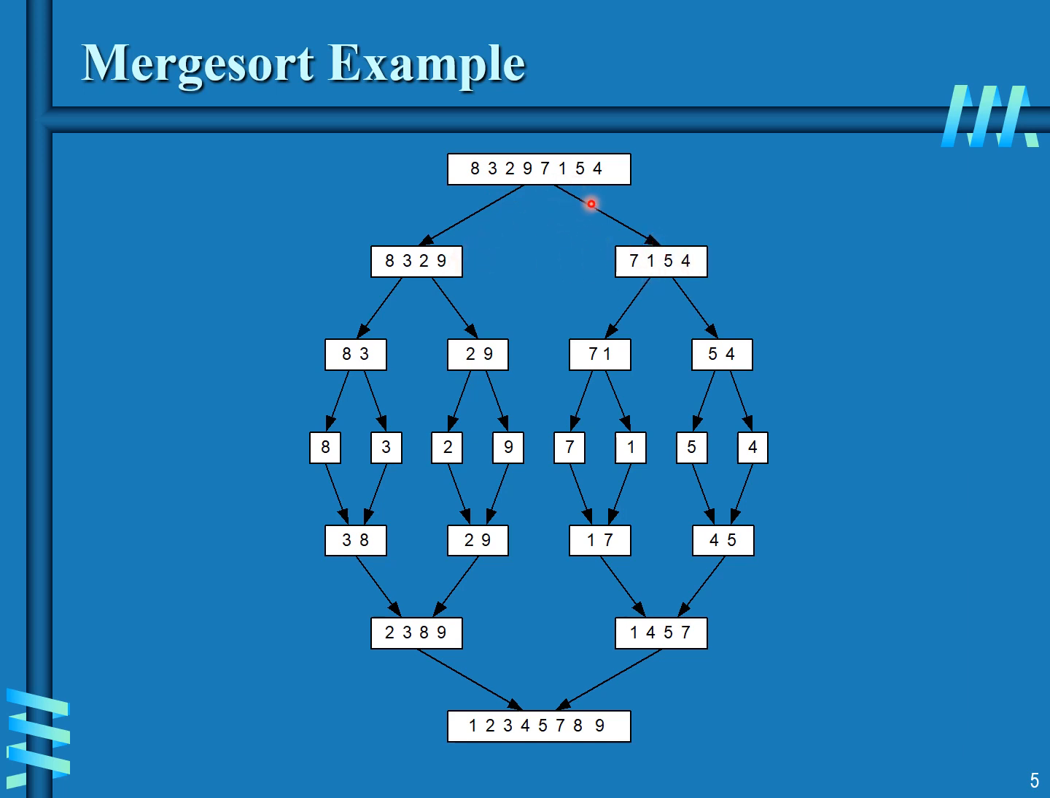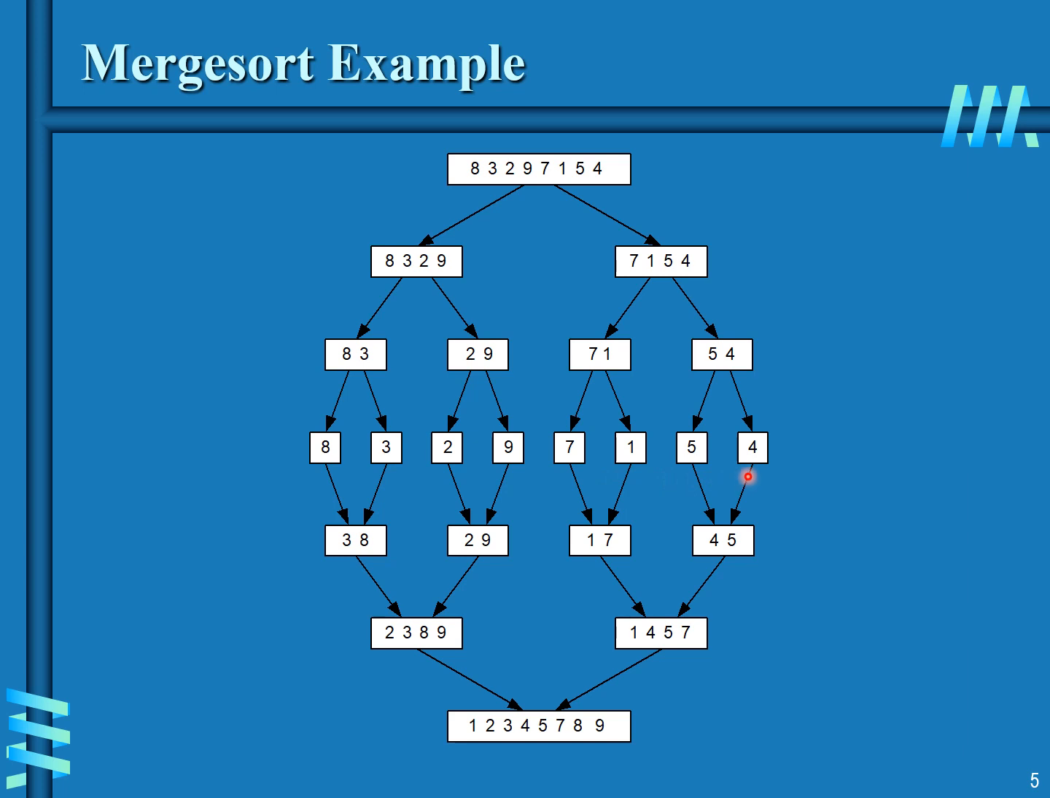Since n is equal to 8, the first 4 elements will come into one array, and the second 4 elements will come into the second half of the array. This is subproblem 1, this is subproblem 2. Again you divide each subproblem into 2 subproblems of equal size. So 8 and 3 will be in one array, 2 and 9 in another. The division goes on until you have a single element. So now all these are single element sorted arrays.